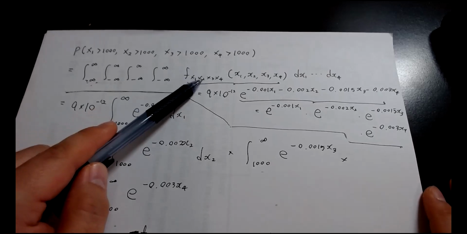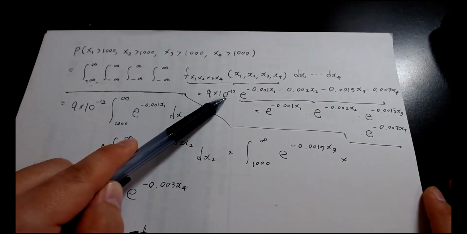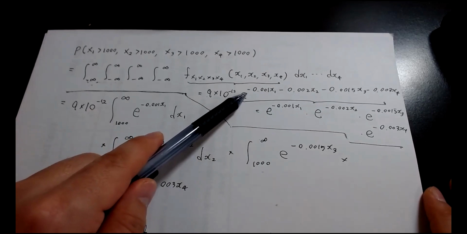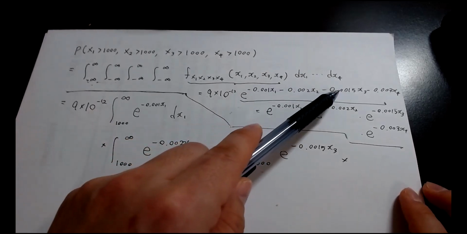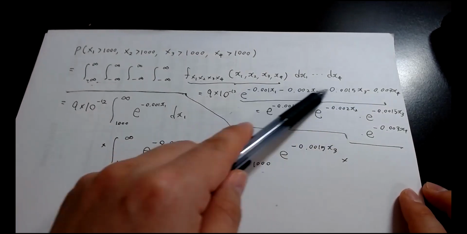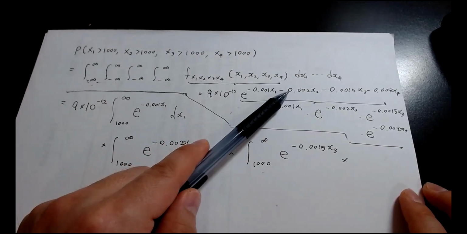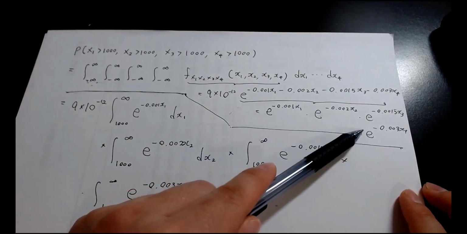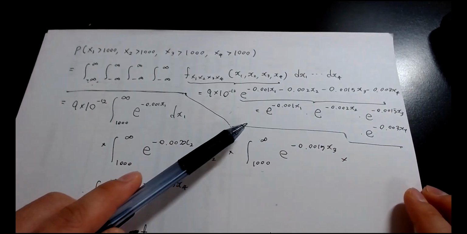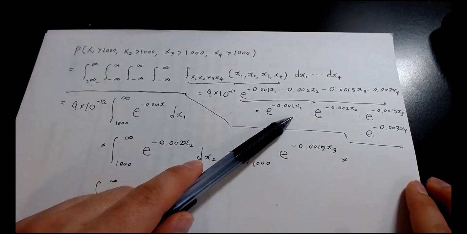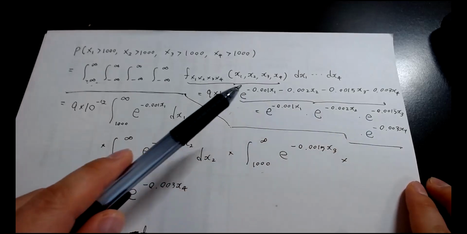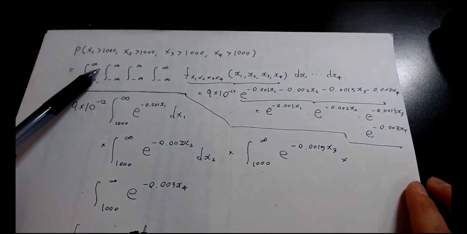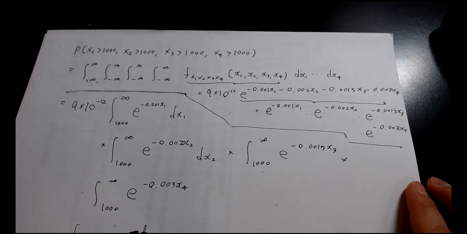In the problem, they define the joint PDF as 9 times 10 to the negative 12 times e to the negative 0.001 x1 and so on. These are exponential functions, and the sum of the exponents can be rewritten as a product of exponential functions. I just used the law of exponents. Now each exponent involves only one variable, x1, x2, x3, x4, which means we can break up that multiple integral into a product of four integrals.